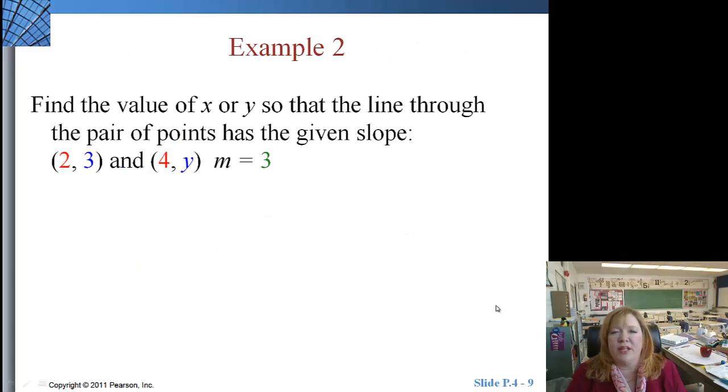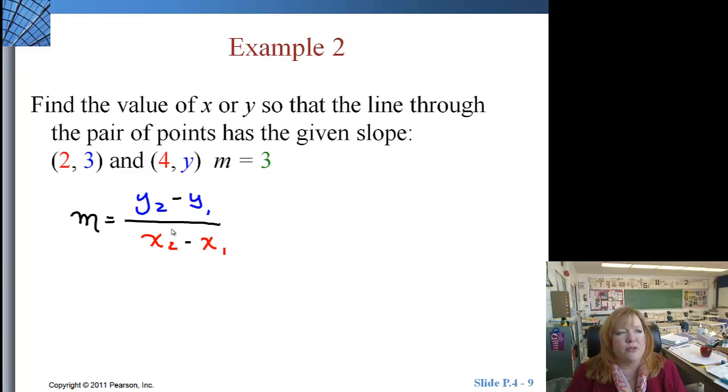Here's another example. Now, this is a twist, and they said find the x or y value so that the line through the pair of points gives the slope that's given here. So the slope is 3. All you do is substitute these values into the slope equation and solve it. You know what the slope is. You're only missing one coordinate.